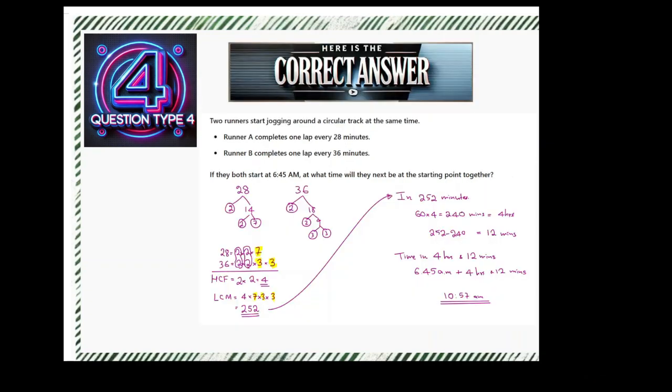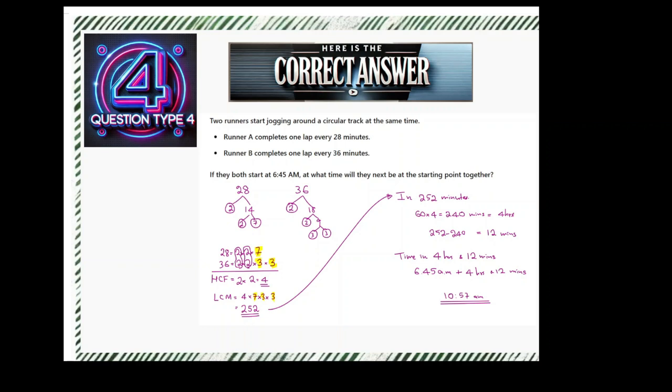Okay, let's check the answer. Now, for this question, runner A completes one lap in 28 minutes and runner B 36 minutes. So you need to find the LCM of 28 and 36. I've done the calculation on the left-hand side, and the answer is 252. So what we know is they both will be at the same point after 252 minutes.